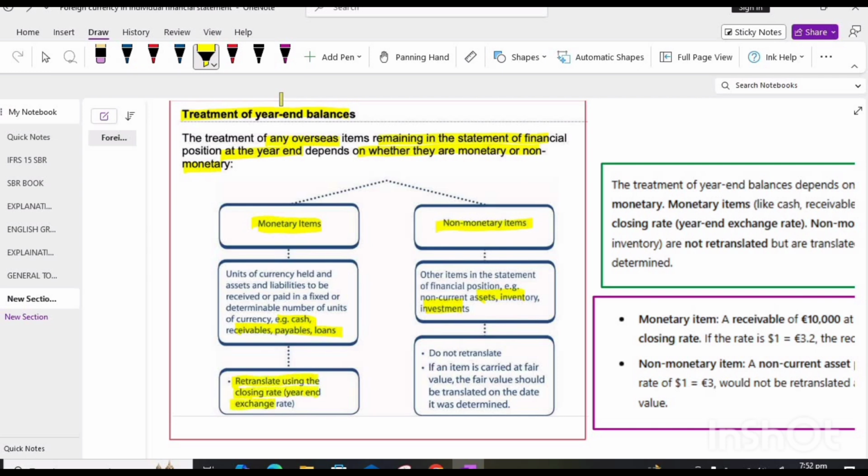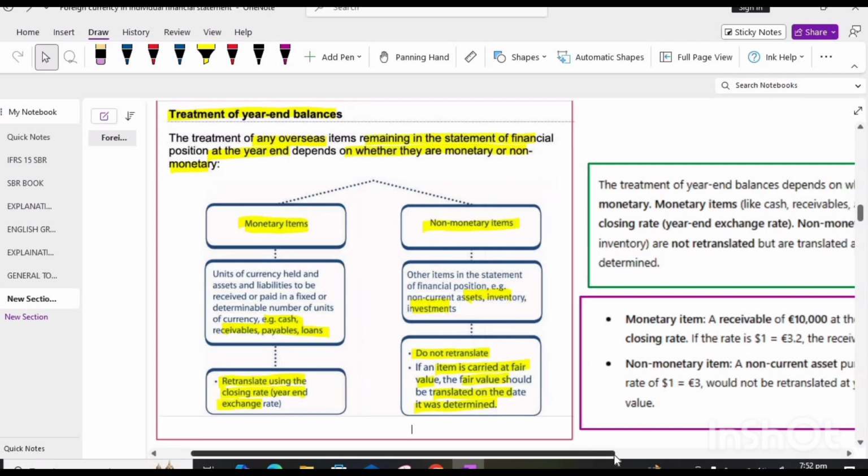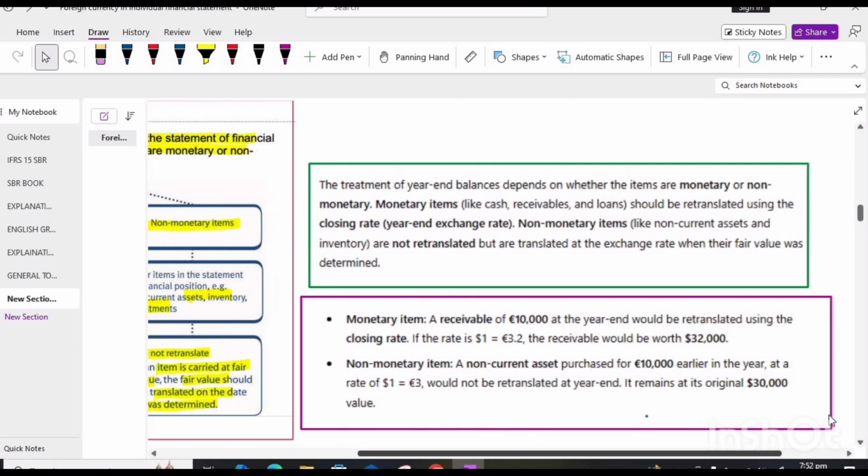While in case of a non-monetary item, that should not be translated. And if the item is carried at fair value, then it should be translated on the date it was determined. So let me show you here. You have two things. The first one is, if you see here, the treatment of the year-end balance depends on whether the item is a monetary item or a non-monetary item.